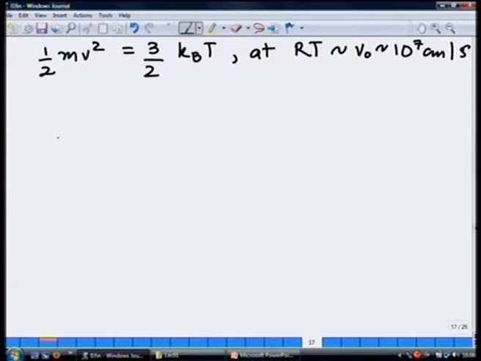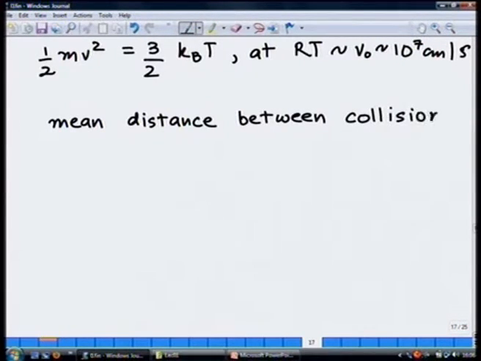So, if you look at the mean distance between collisions, then these will be the velocities involved, order of magnitude of velocities. Of course, this is the velocity by which the electron will emerge out of a collision, whose average component is 0, but that is the order of magnitude of velocity, and multiplied by tau, the average time between collisions, this distance therefore will become about 1 to 10 angstroms based on the values of tau and V0.